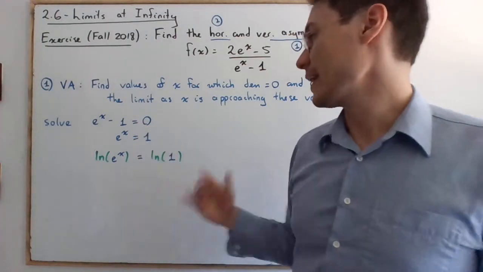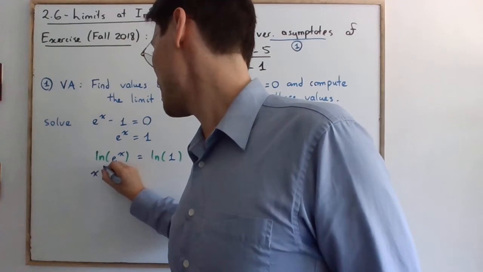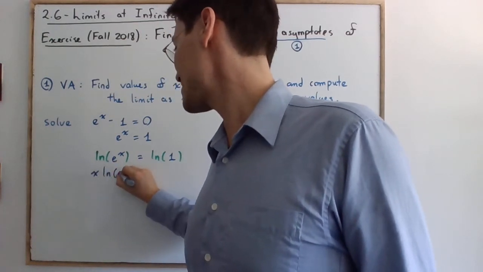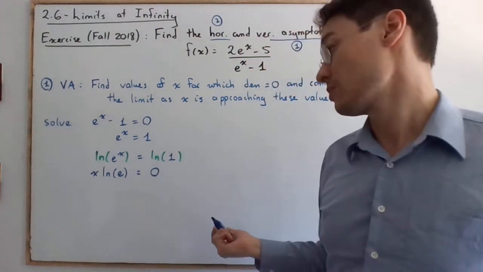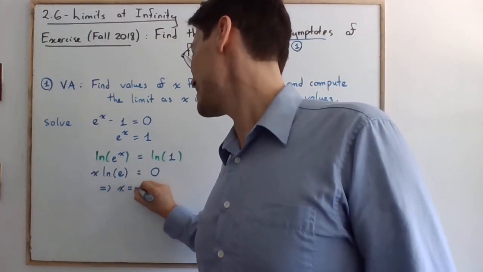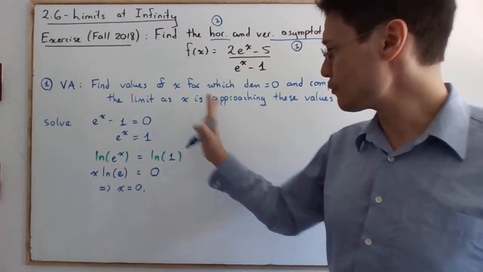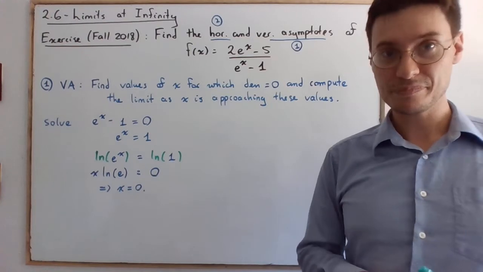But anyways, let's put the logarithms there. Let's use the rules of logarithms. So we have x ln of e is equal to ln of 1, which we know is 0. So in other words, we found out that x is equal to 0. I kind of wish I had spread the problem out a little bit, but it's okay. We're going to finish there.